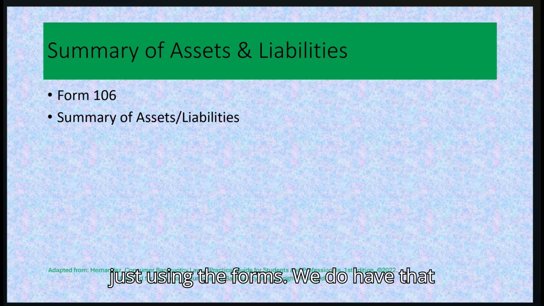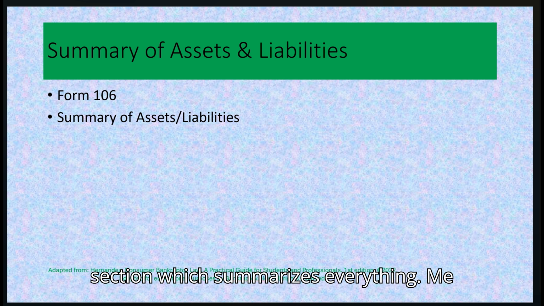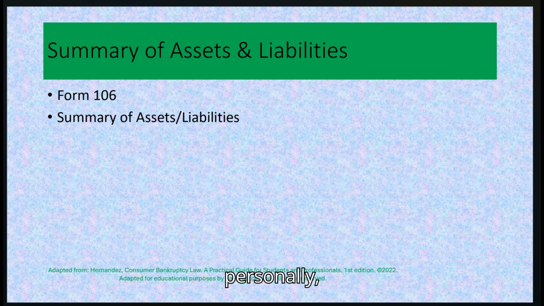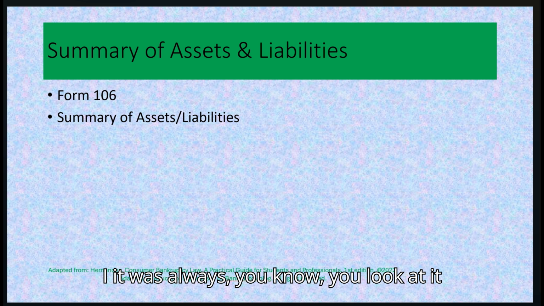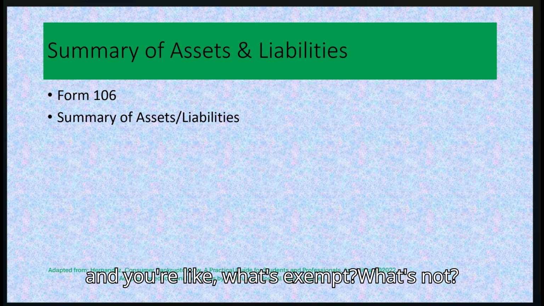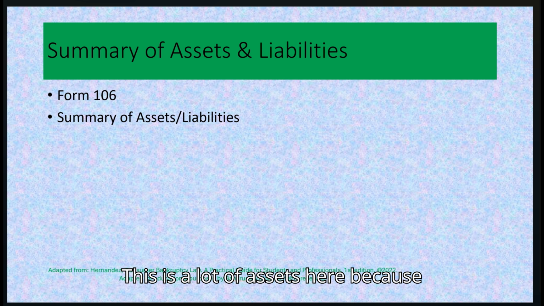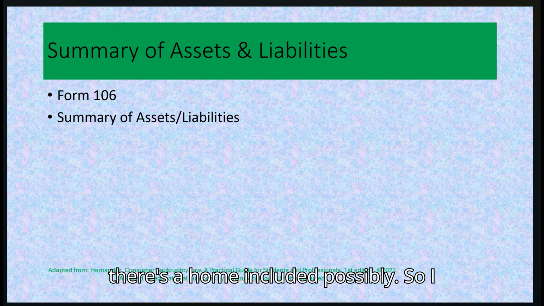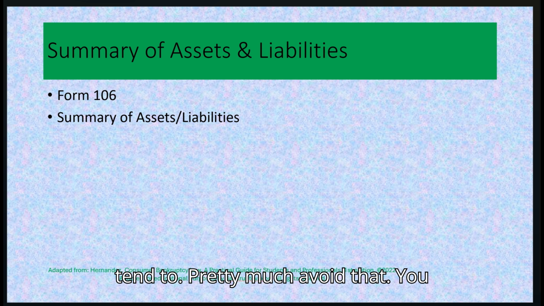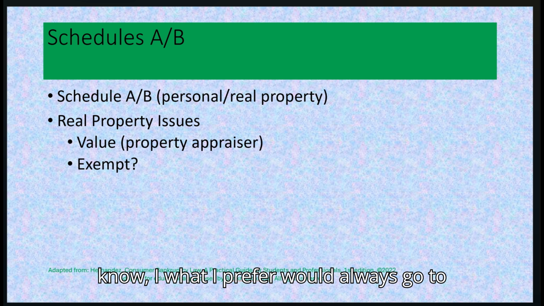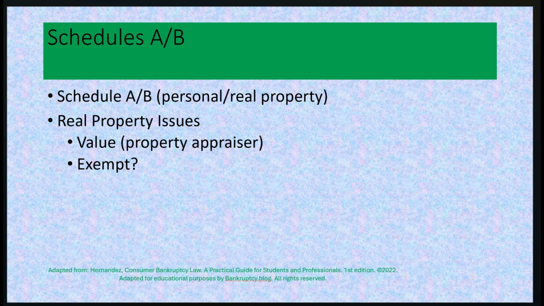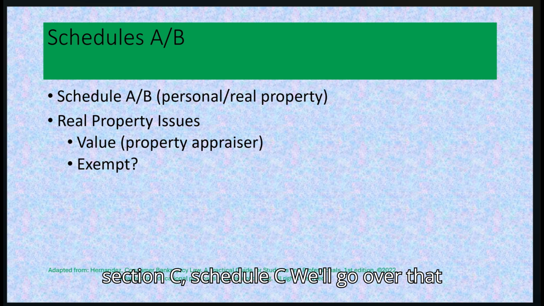Now, when you go through the forms, I don't care if you're using bankruptcy software or you're just using the forms, we do have that section which summarizes everything. Me personally, you look at it and you're like, what's exempt, what's not? This is a lot of assets here because there's a home included, possibly. So I tend to pretty much avoid that. What I prefer is to always go to Schedule C. We'll go over that now.